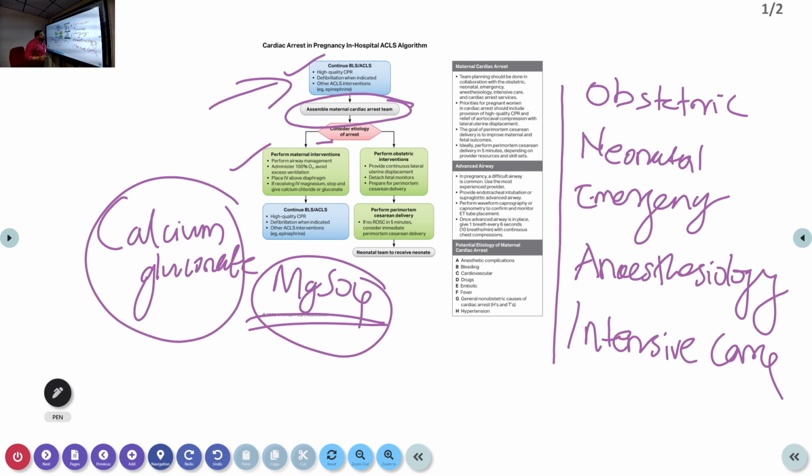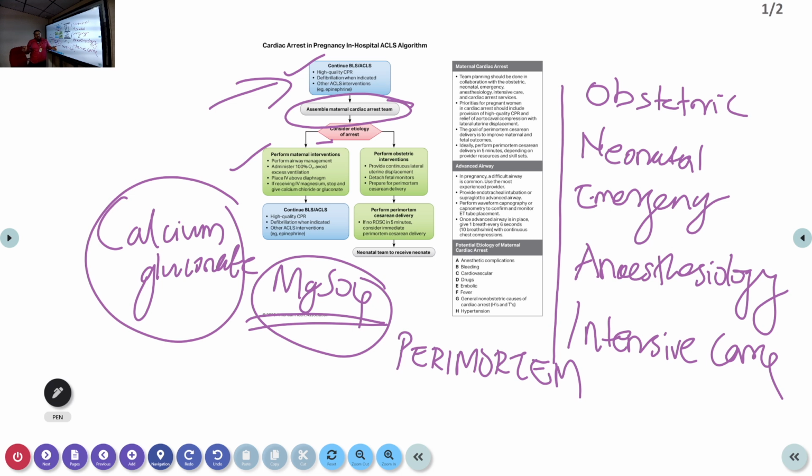And as I told, there is a terminology called perimortem cesarean section. You know about cesarean, right? Cesarean section is basically a lower segment cesarean section. We make an incision over the lower abdominal part, we incise the uterus and we take the baby out. That is a normal cesarean section. What is a perimortem cesarean section?